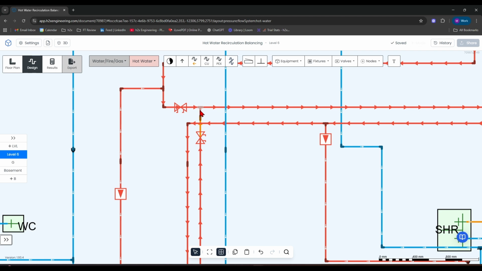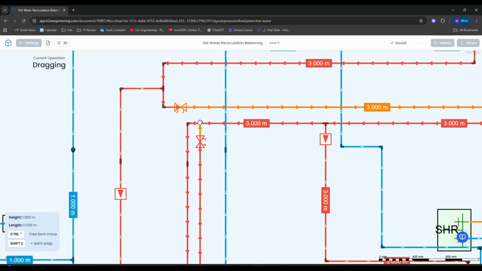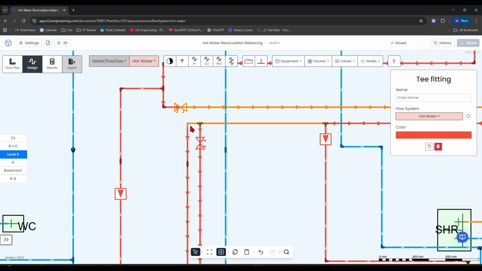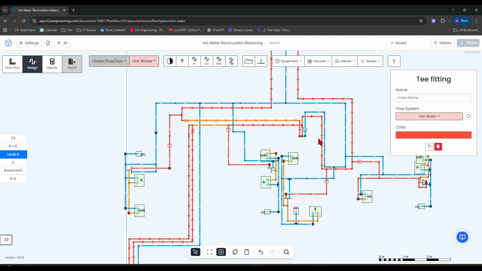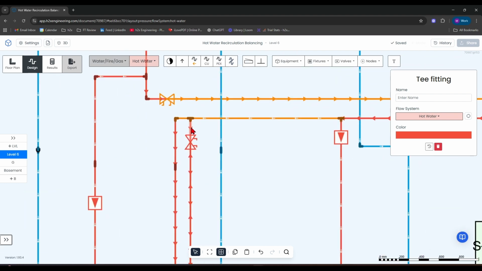If it was the case, and I think it was the case prior to me recording this video, that this was to be connected into there, then that would cause issues. This system wouldn't be able to calculate because you have the flow, and then you have a flow and return coming back onto the same, essentially connected pipe. This must be connected back to the recirculation pipe.